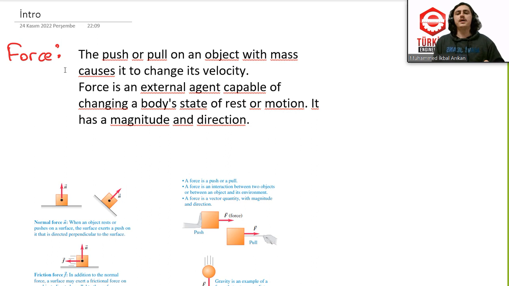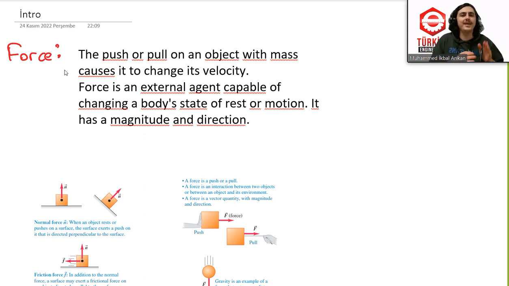The force is the push or pull on an object with mass that causes it to change its velocity. Actually, the change in velocity will come from acceleration. So, force will cause an acceleration. Force is an external agent capable of changing a body's state of rest or motion. If the body is at rest, I can change its state from rest to motion by applying a net force on the object. So, if it's at rest, it will need a force to move.